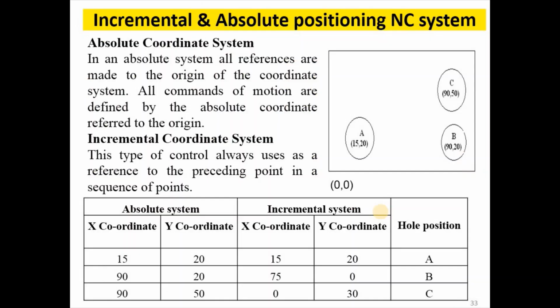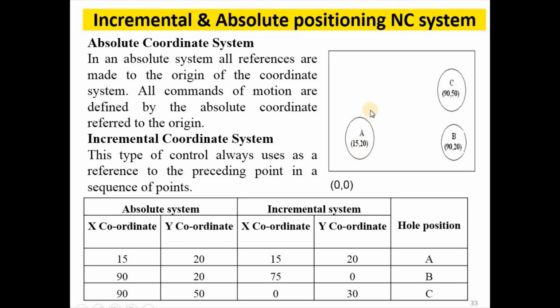The second type of classification is the incremental and absolute positioning system. You can see here one example. We want to create 3 holes A, B, C, which have coordinates 50-20, 90-20 and 90-50. First we will see the absolute coordinate system. If we want to create these 3 holes, I first go to the first hole, so I input the 50-20 coordinates, and I will be there.